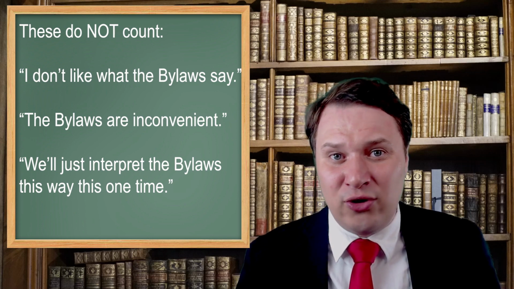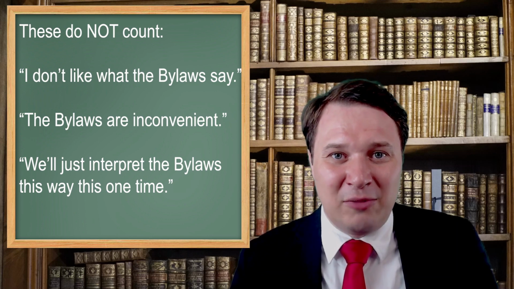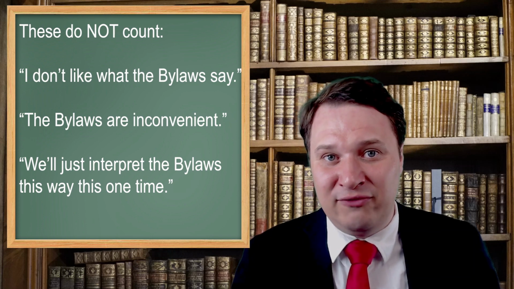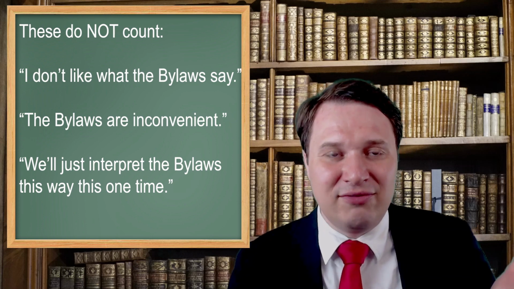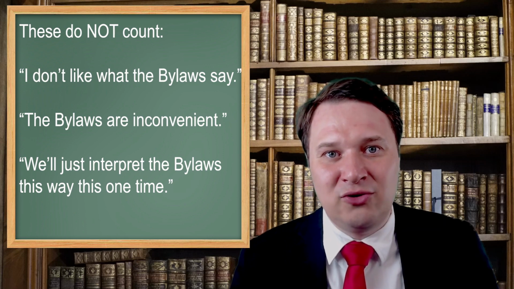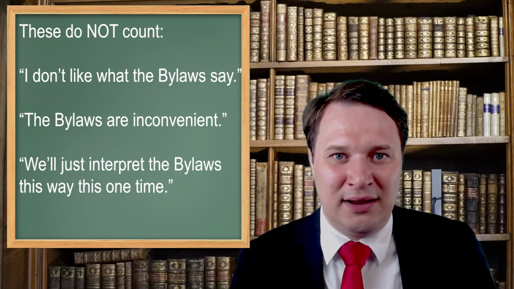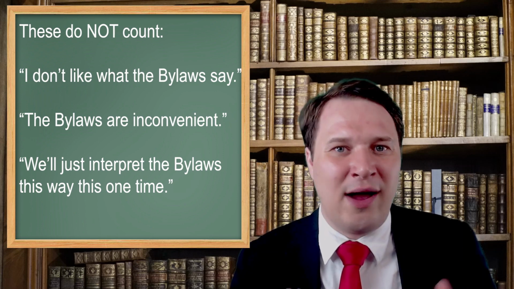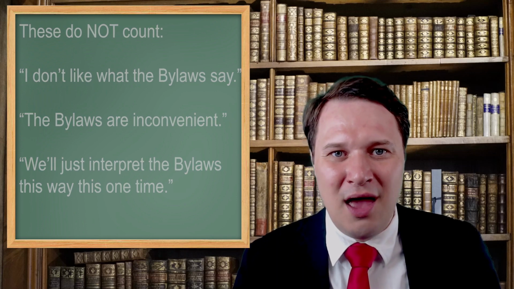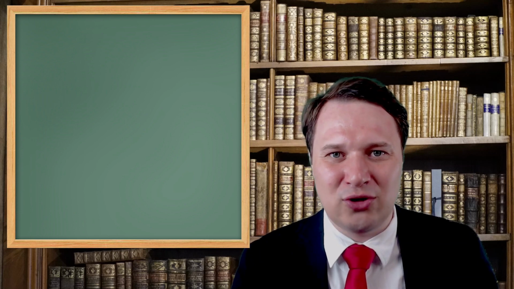There may be a majority of your organization that feels that the bylaws are inconvenient, but if the bylaws are clear, then you have to follow the bylaws, and you could get into trouble if you do not follow the bylaws. In any of these 3 cases, the proper thing to do is to offer an amendment to the bylaws so that they can be fixed through the proper way and for future meetings. But you can't just interpret around something that you don't like. They actually have to be open to interpretation. So with that in mind, let's actually look at an example that might be open to interpretation.